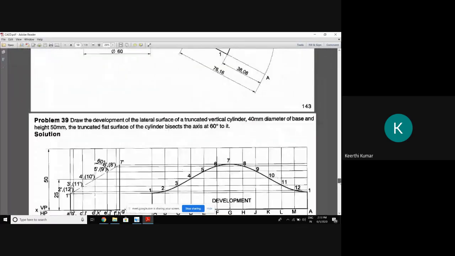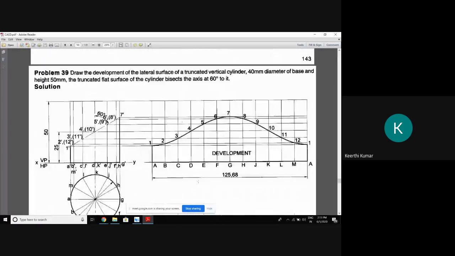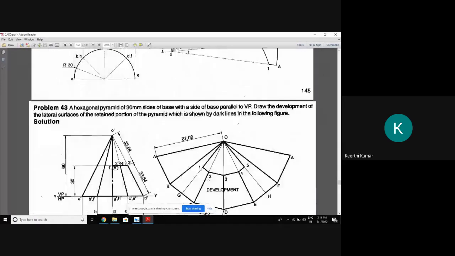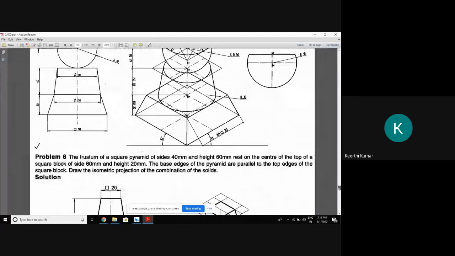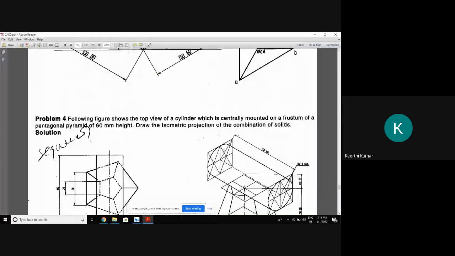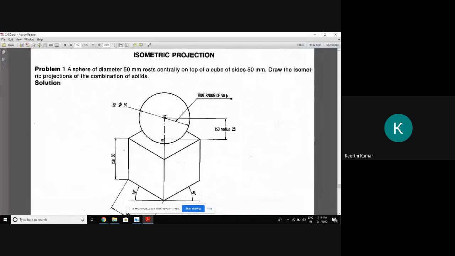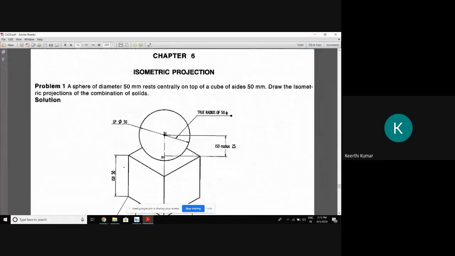Go for the chapter number. Isometric projection, Chapter number 6. Isometric projections. Now we will go for the problem number 1 only. I'll explain a few problems. You check out what to do, how to do that.